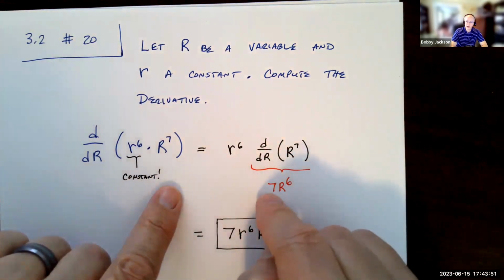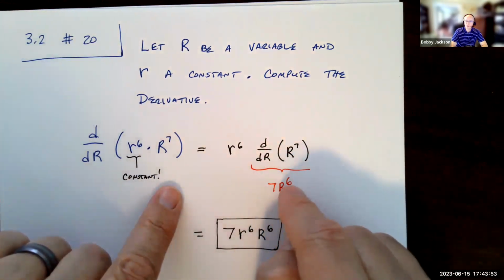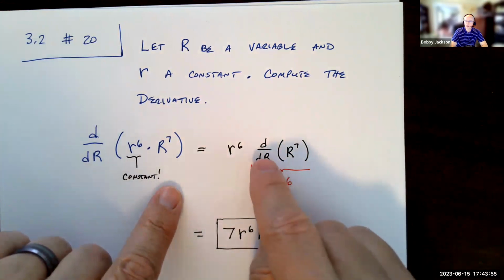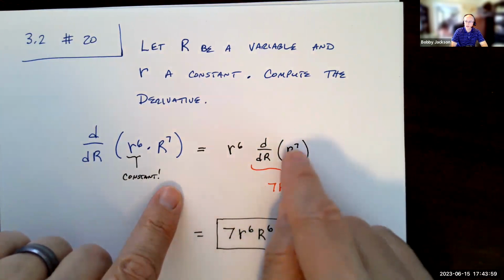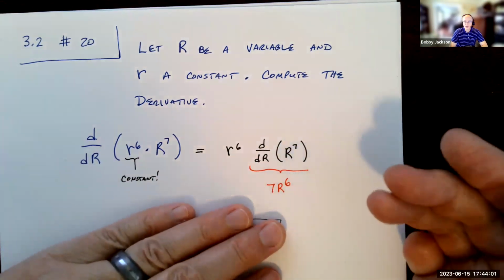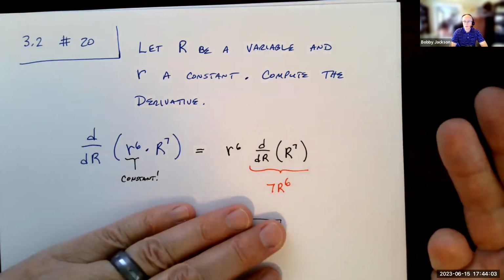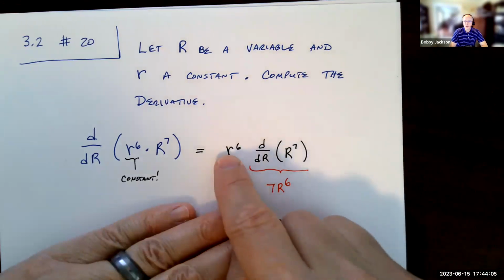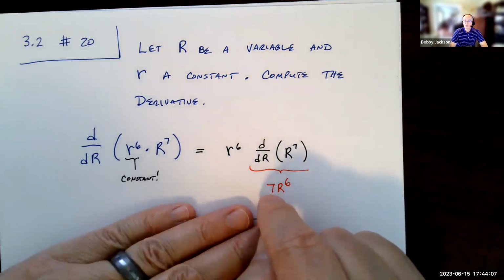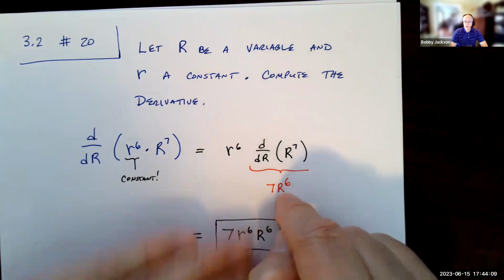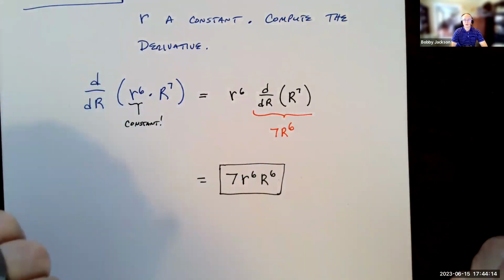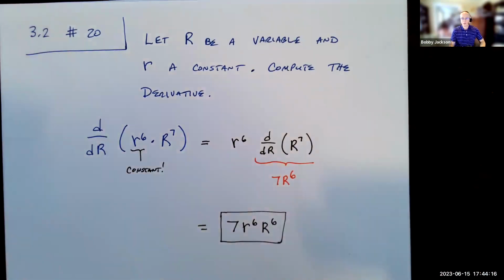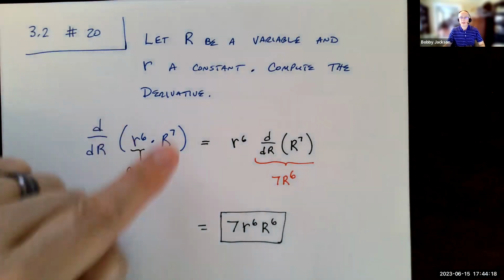I bring the 7 down, capital R to the what? Subtract 1 from 7, I get 6. So again, if this was d over dx of x to the 7th, we would get 7x to the 6th. We're just replacing x with capital R as our variable. So I've got little r to the 6th times 7 big R to the 6th. If I clean that up, I get 7 little r to the 6th times big R to the 6th. And that's our derivative. Really simple in what we've done, but it gets a little confusing.